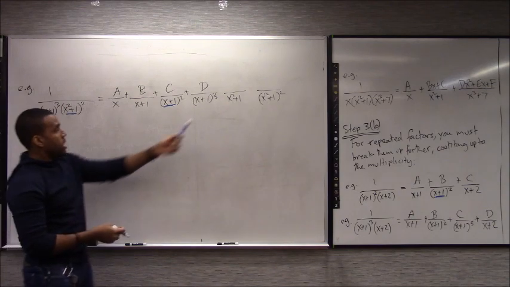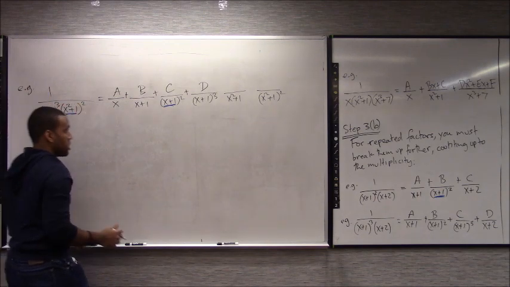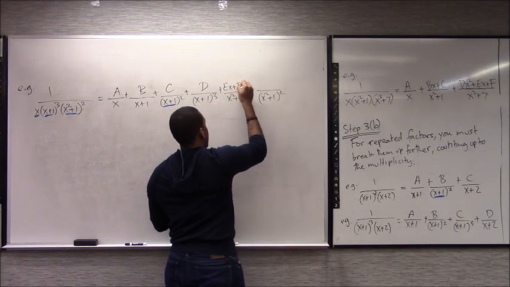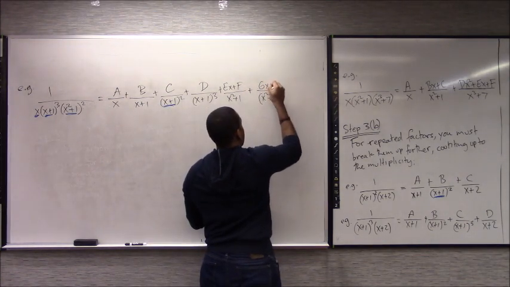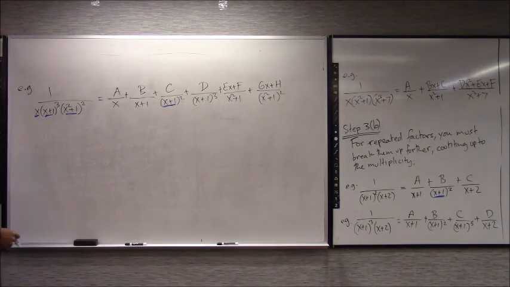Once I get to this factor, well, that's a quadratic factor, right? The elementary factor is a quadratic. So that's going to need a linear, ex plus f. Same thing with this, g h. And that's how that one will break up.